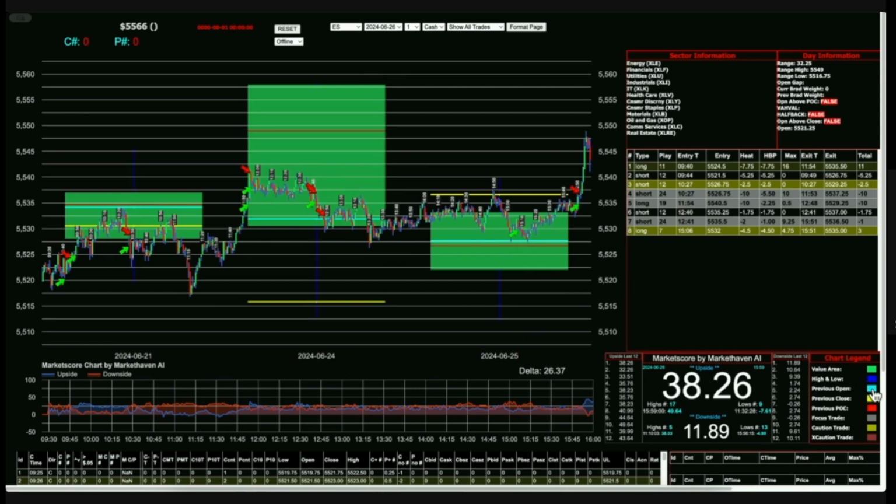Then there are the previous opens, and that's the light blue lines, and that is where that market opened on that day. There is the close, which is the yellow line, and then there is the POC, and the POC is where it spends the majority of the time on that day, and that's these lines right here.